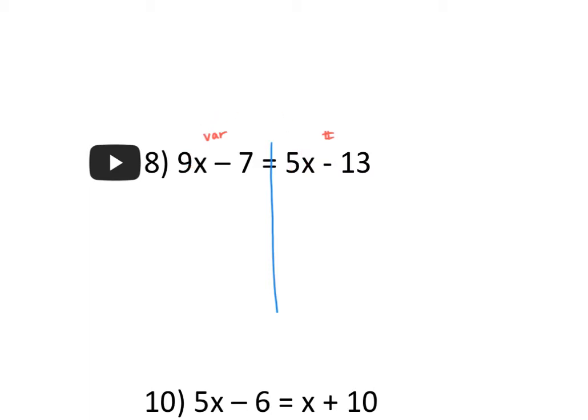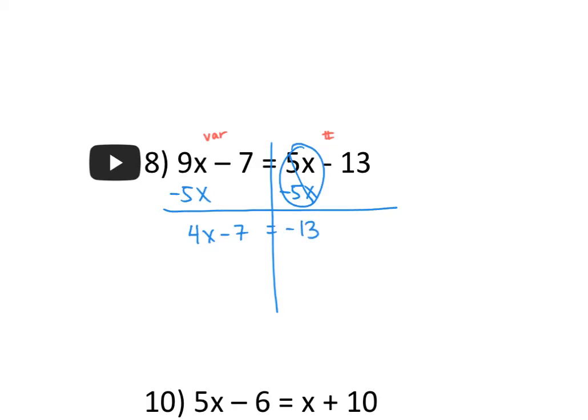And we're going to do that by doing the opposite. Anytime you're doing something over an equal sign, it's the opposite. So since this is a positive 5, the opposite of positive 5 is subtracting 5. So minus 5x, and we have to do it to both sides. This goes to 0. Then 9x minus 5x is 4x. And what's left on the right-hand side is negative 13.